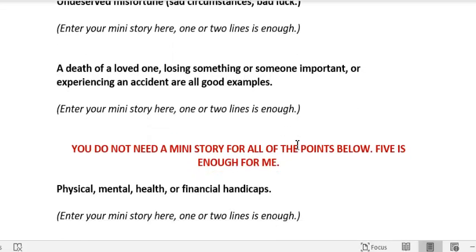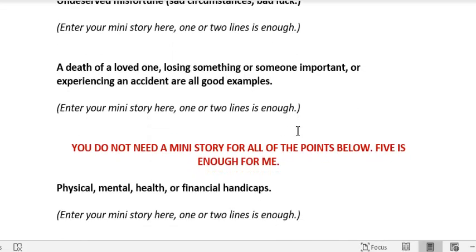So again, you do not need a mini story for all of the points below. Five is enough for me and should be enough for you. Once you get your 5, if you don't want to continue, you don't have to. Obviously extra points if you do, because you've got more colour to add into your story if you can weave all those points in.